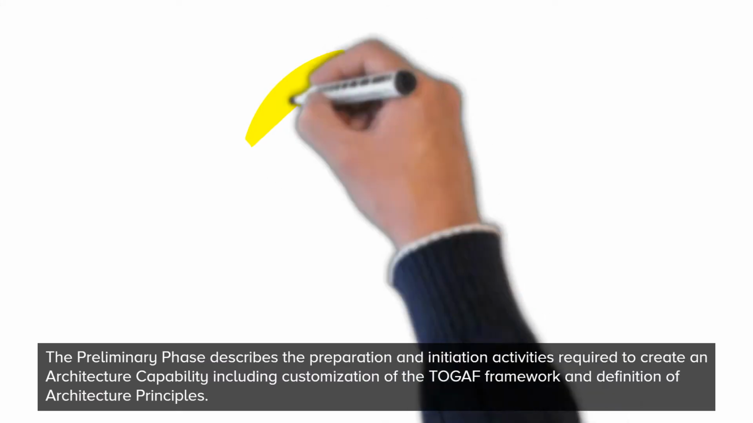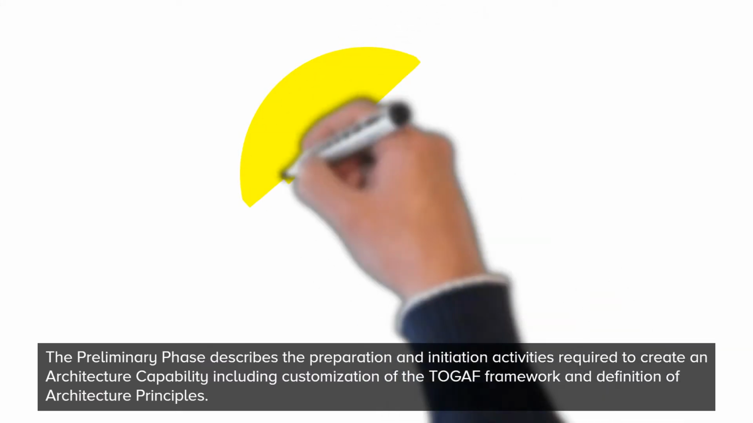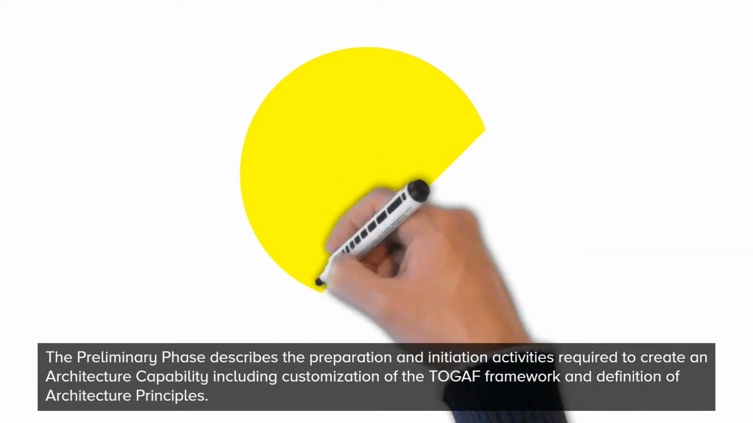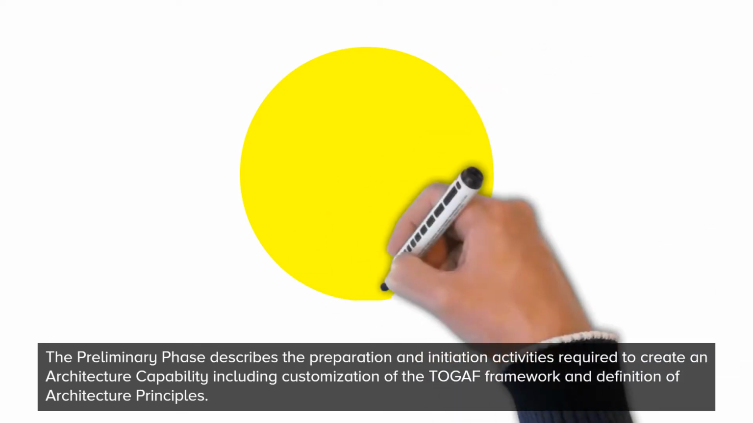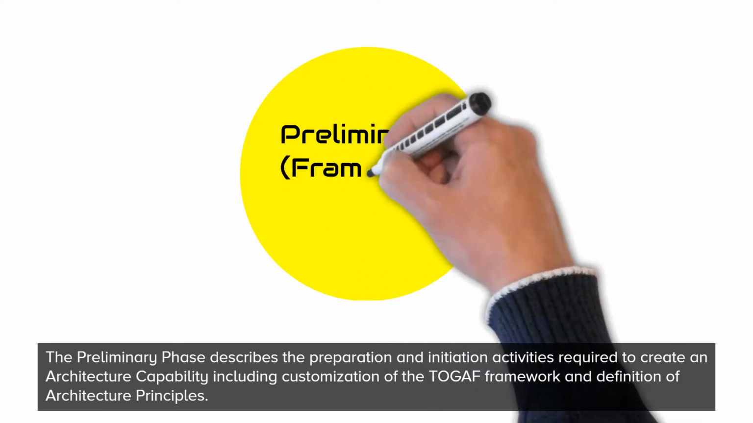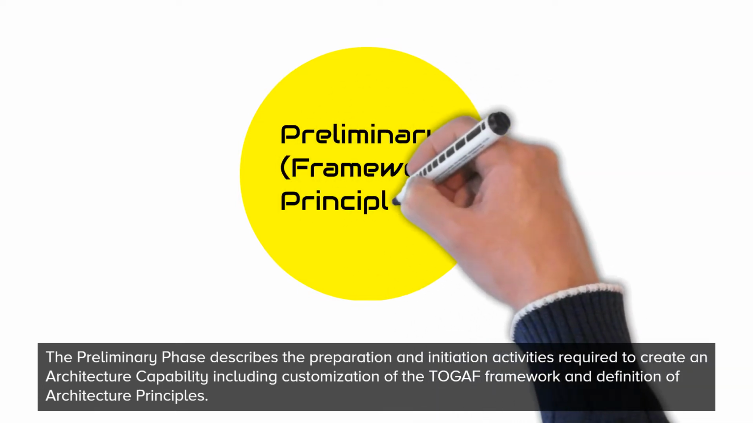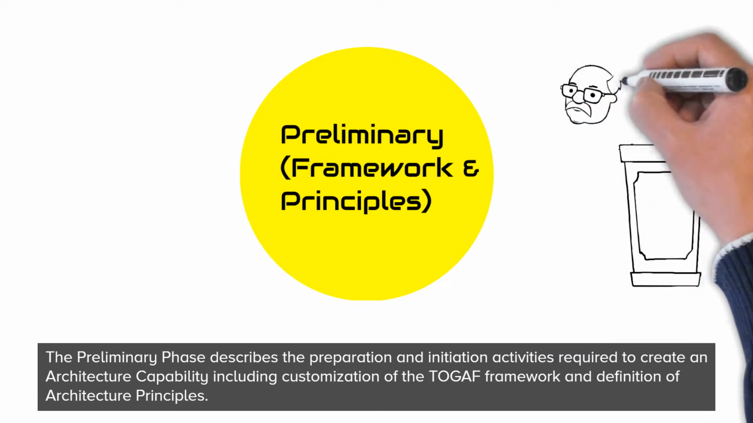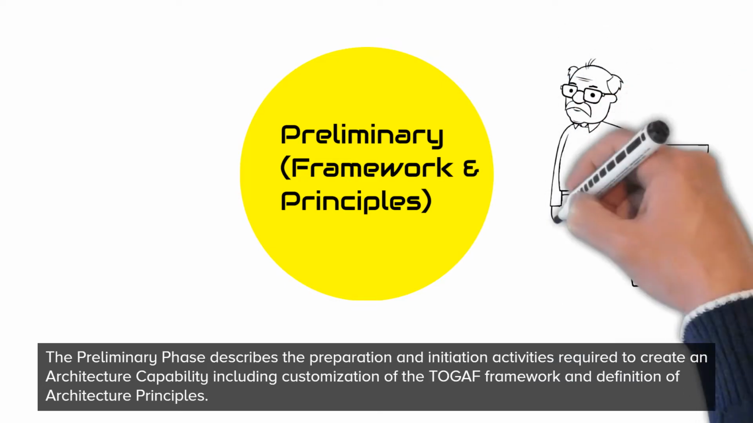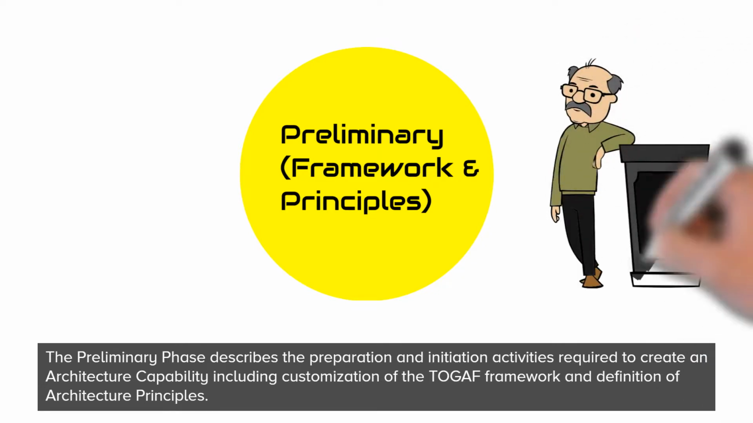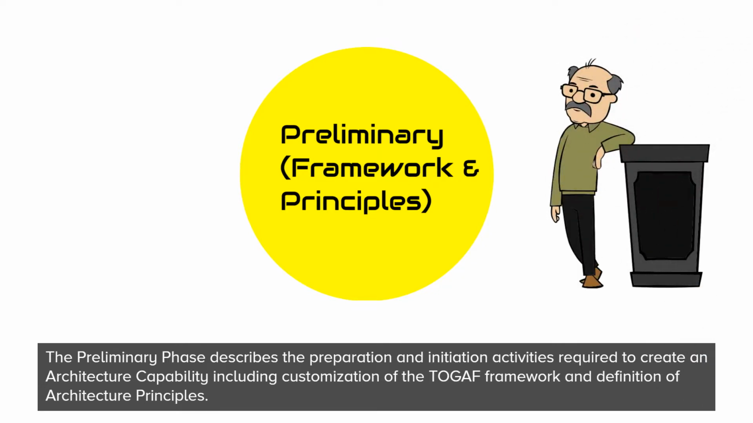The preliminary phase describes the preparation and initiation activities required to create an architecture capability, including customization of the TOGAF framework and definition of architecture principles. Specifically, the preliminary phase is where definitions are established for what the enterprise is, what the architecture principles are, the framework to be used, evaluating the enterprise architecture maturity, etc.